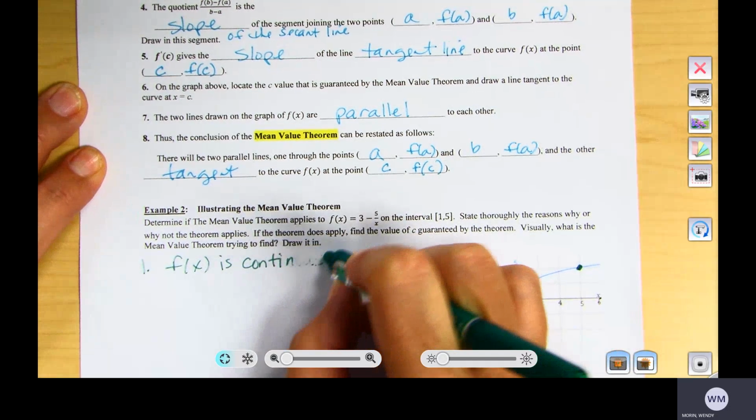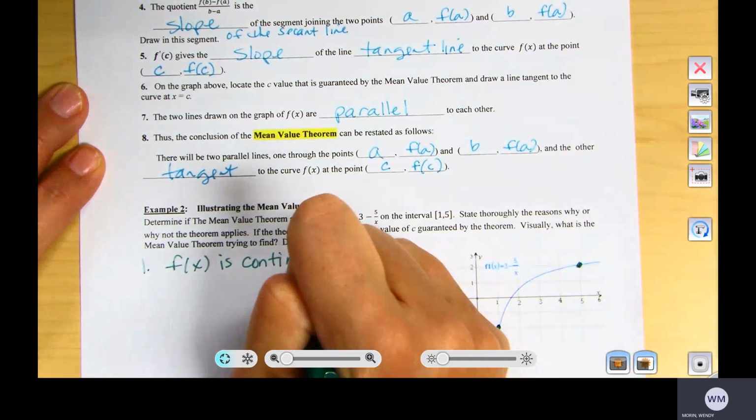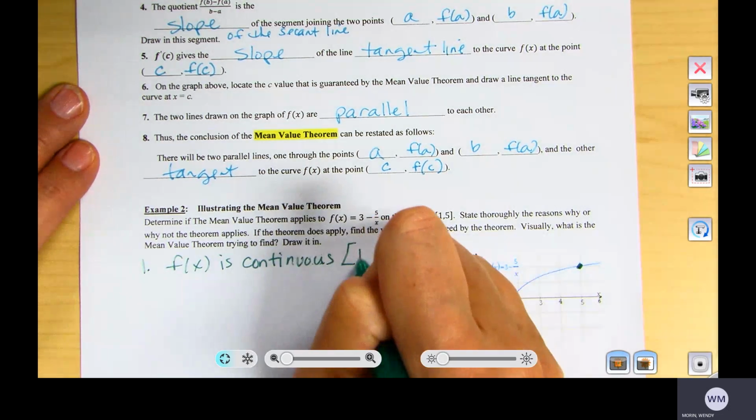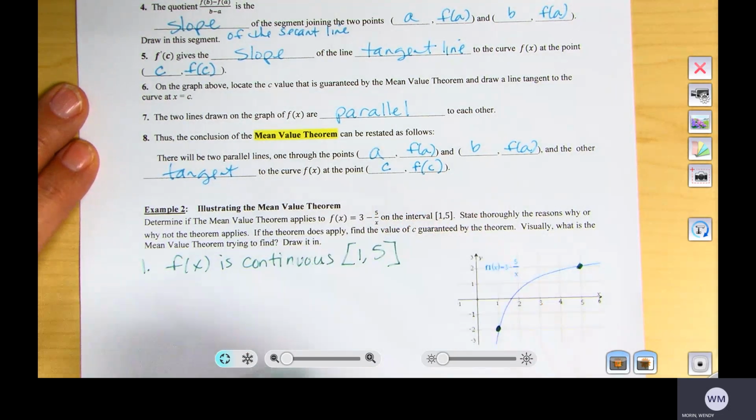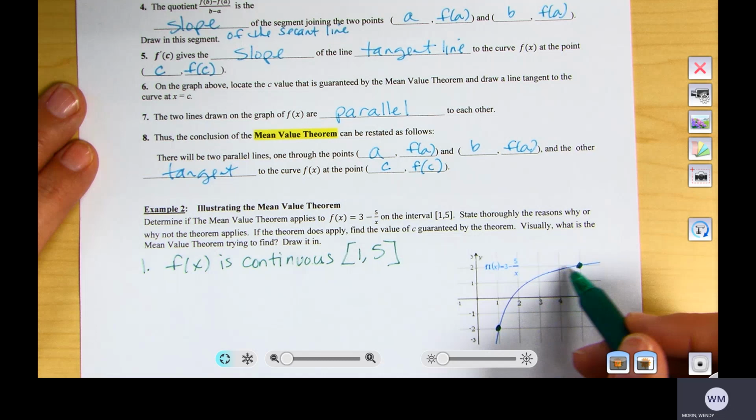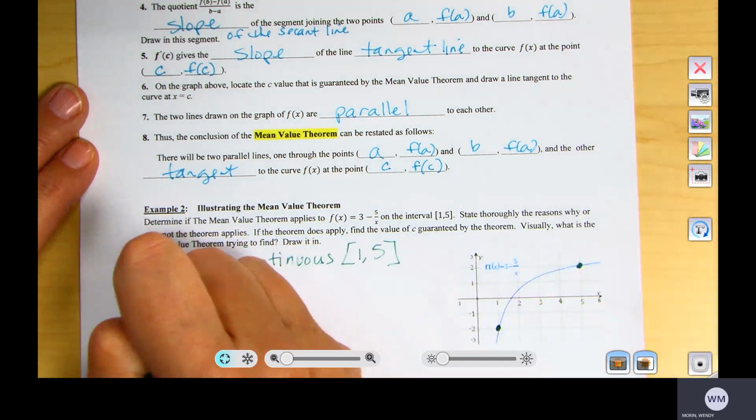Let me help if I can spell. Continuous on the closed interval 1 to 5. Okay. Is it differentiable? Yes. No cusps, corners, points of vertical tangency?